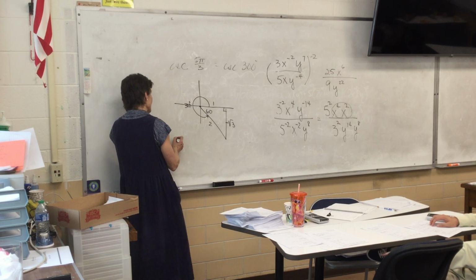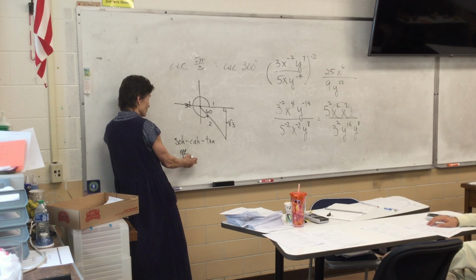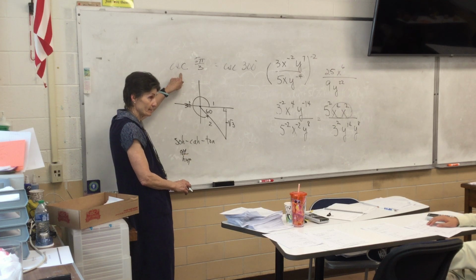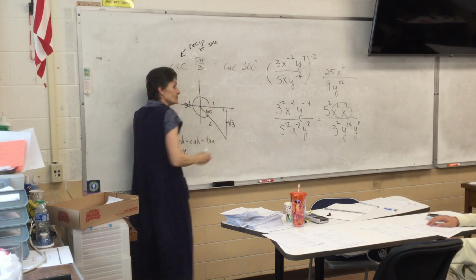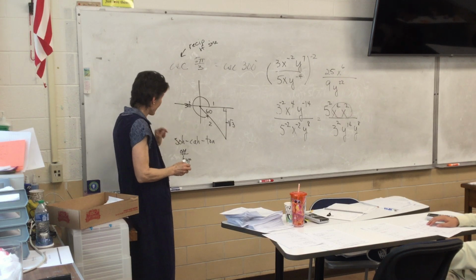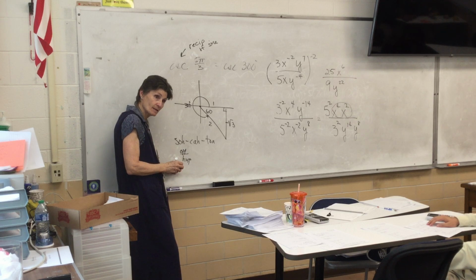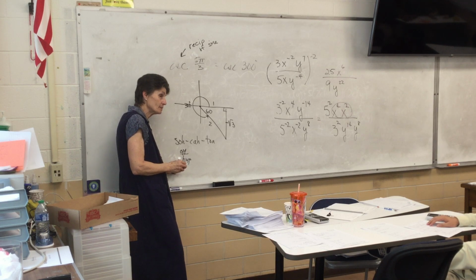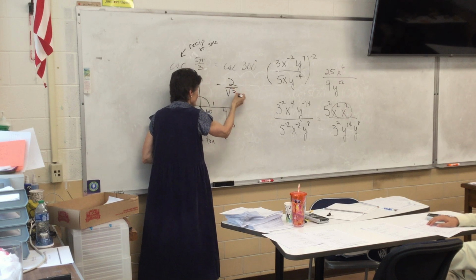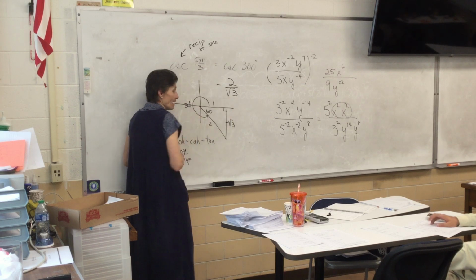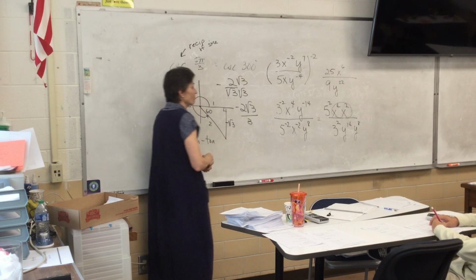Now, when I memorize SOHCAHTOA, I know that sine is opposite over hypotenuse, right? That's sine. But this is cosecant. And I need to remember that cosecant is the reciprocal of sine. So if the sine is opposite over hypotenuse, then the cosecant is hypotenuse over opposite. So hypotenuse over opposite will be -2 over root 3. What about that? Can't have it. So we'll multiply top and bottom by root 3. So -2 root 3 over 3 is the final answer to the problem.